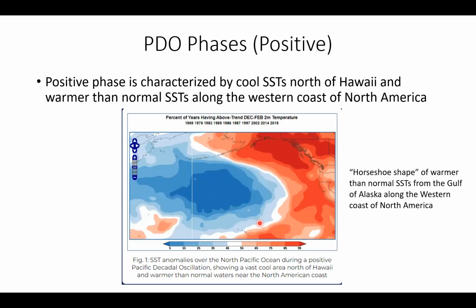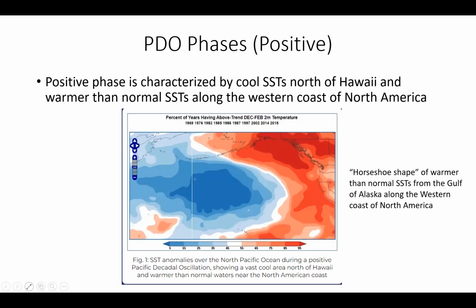And then you have warmer than normal sea surface temperatures right along the western coast of North America. And that includes all the way up into the Gulf of Alaska, off the coast of British Columbia and Western Canada. And all the way down the west coast of the United States, we see above normal water temperatures. And it resembles more of a horseshoe shape here.